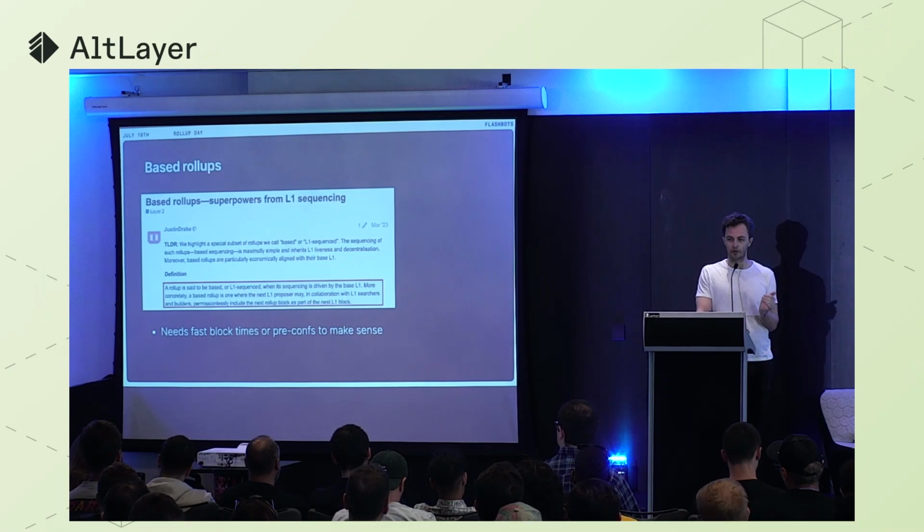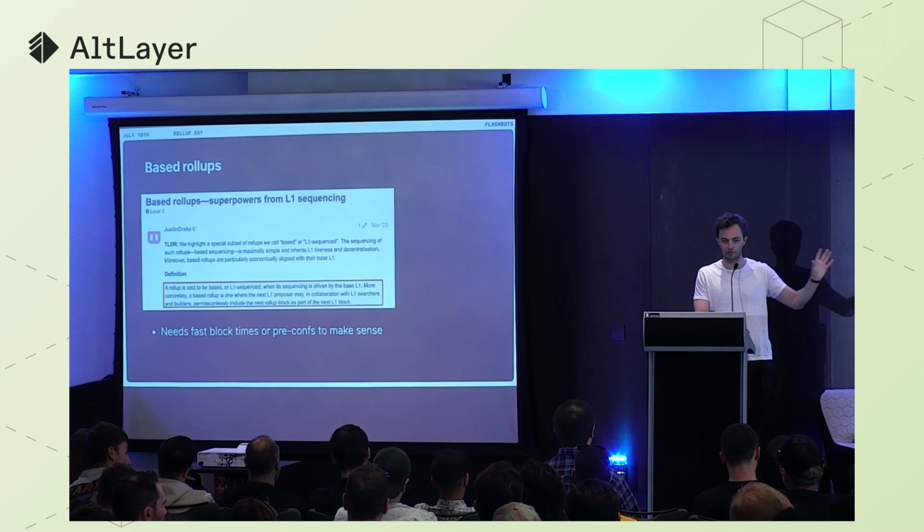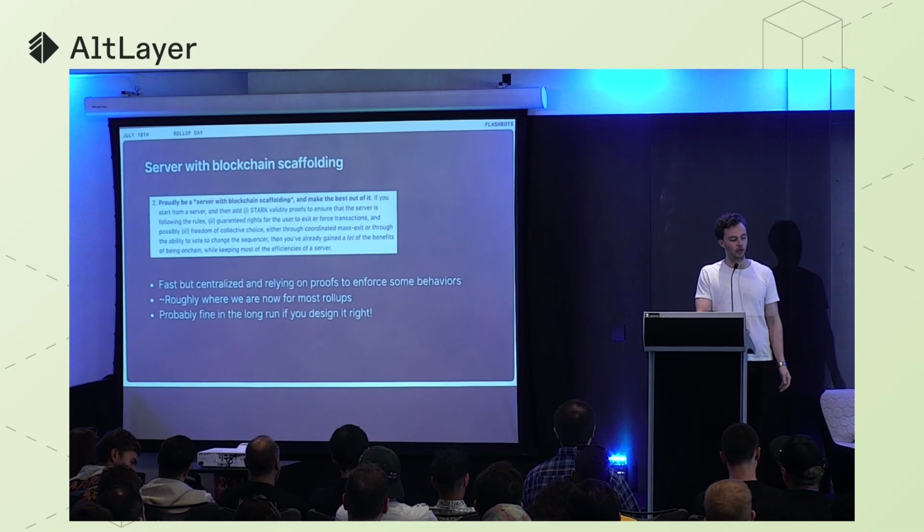I don't have all that much to say here other than it only really makes sense if you have fast block times or pre-confirmations, because if L1 is driving your sequencing independent of pre-confirmations or faster block times, your rollups block times are the same as Ethereum, and users do not want 12-second block times when they're used to 1 or 2. So this makes sense so long as you have fast block times or pre-confs.